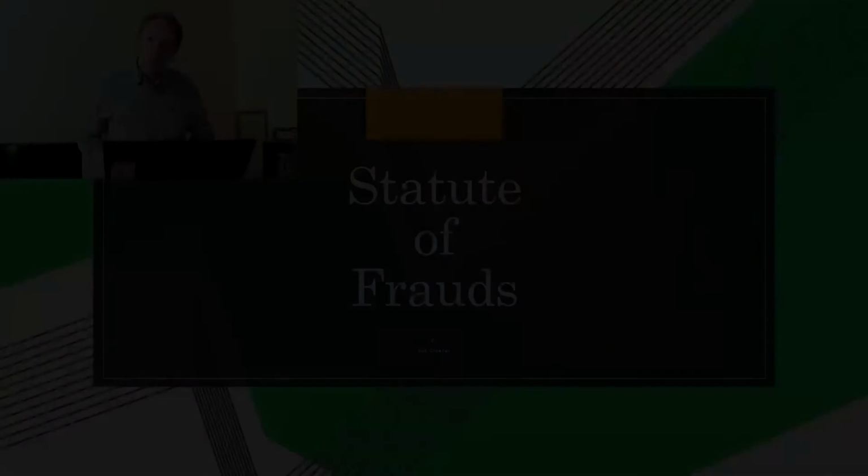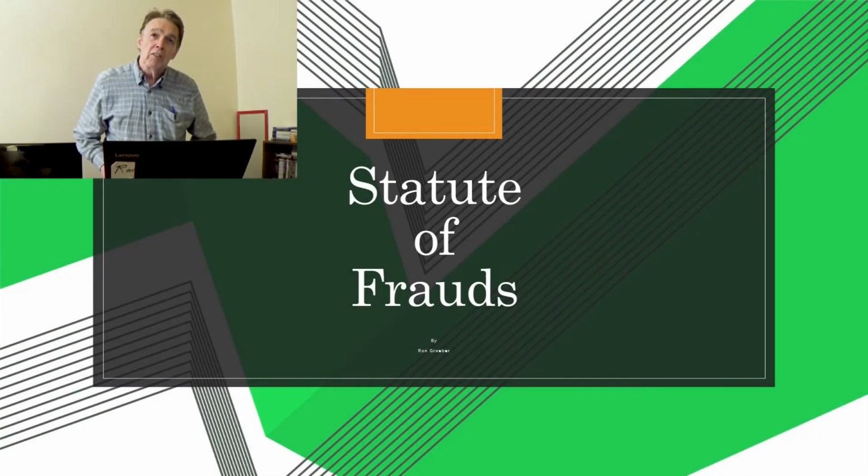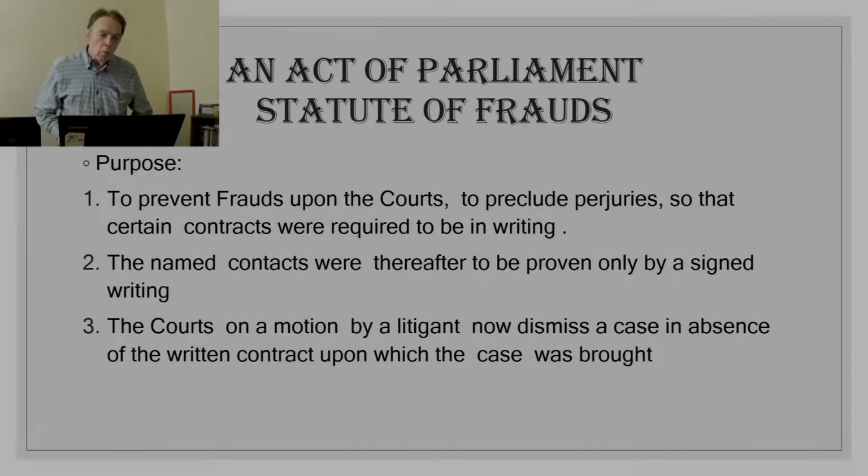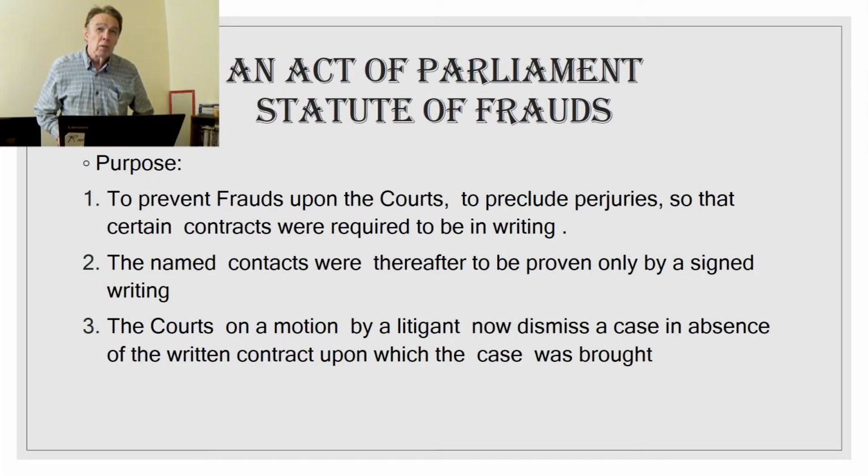Today what we're going to cover is the Statute of Frauds, which was first passed in England in 1677. It was an act of Parliament, of course, and it's important to understand the purpose of the statute because it might surprise you. It was not to prevent fraud amongst the contractors. It was to prevent frauds upon the court, to preclude perjuries. In other words, a lot of people were perjuring themselves about contracts in England, and it was becoming very disgraceful the way they were using the courts to cheat other people.